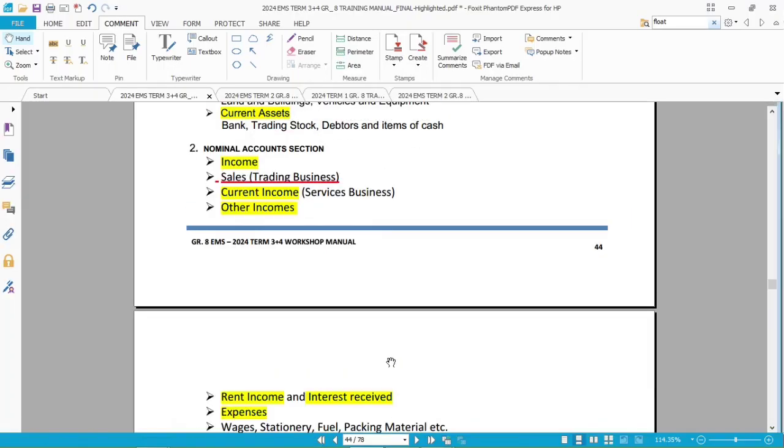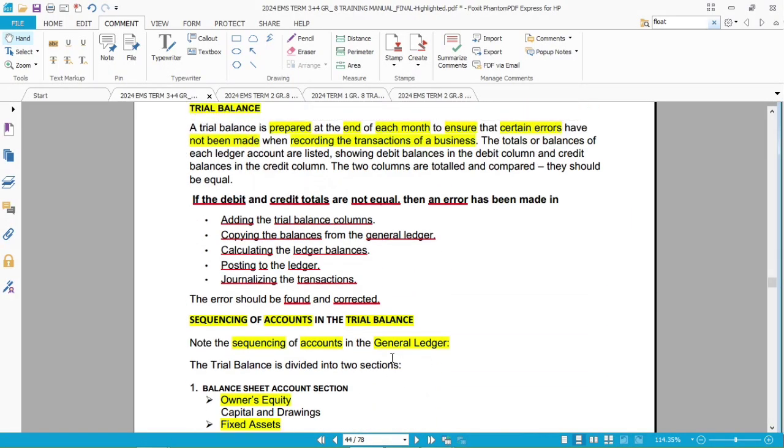So according to page 44, this is provided by the government. A trial balance is prepared at the end of each month to ensure that certain errors have not been made when recording transactions of a business. Okay, so my simple definition of a trial balance would be that after you're done preparing the general ledger, the balances of the general ledger are summarized in your trial balance. Okay, and it continues here.